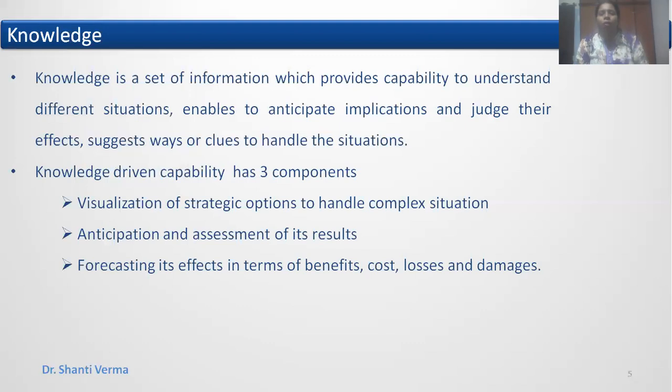There are three components which show the knowledge-driven capability in an organization. The first is visualization of a strategic option to handle the complex situation. Next, anticipation and assessment of its results. And third, forecasting its effects in terms of benefits, cost, losses, and damages.